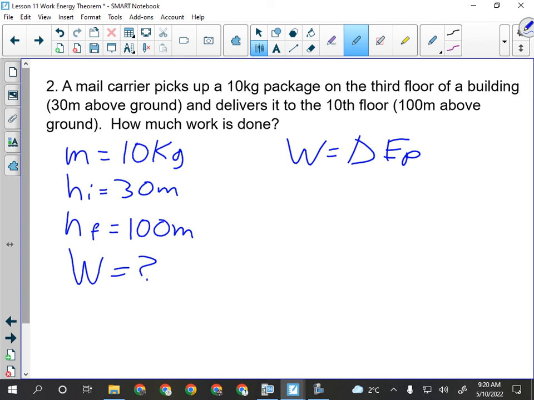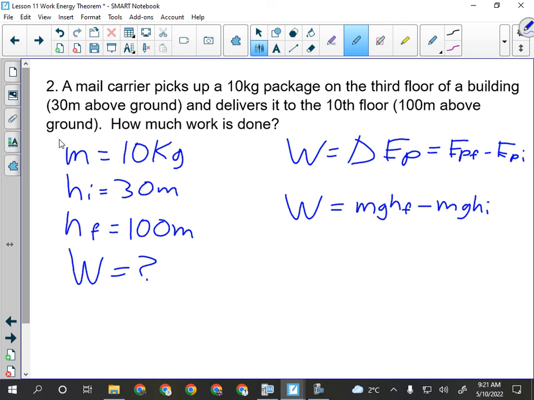Okay, now I don't have to write out the formula force times distance for work because they don't want that. They just want the work. And work is the change in potential energy. So that's going to look like this. My final potential energy minus my initial potential energy, right? Because that's what delta means. It'll be potential final minus potential initial.